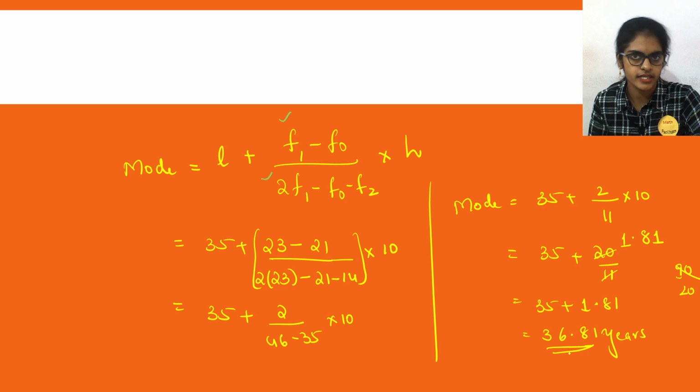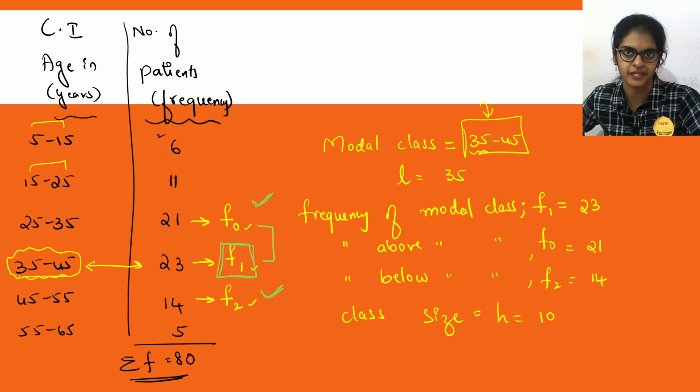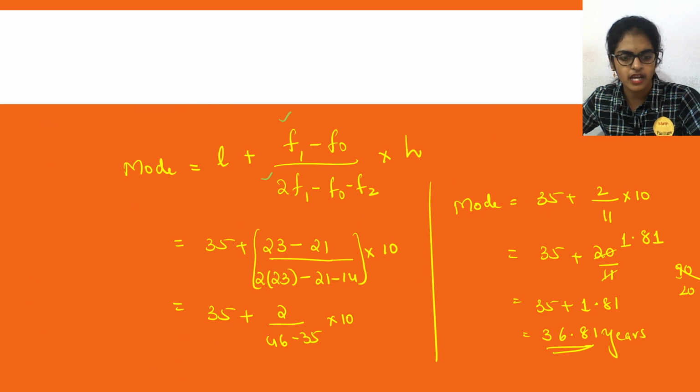So the mode you got is 36.8, which is in between 35 to 45. So your answer is correct. Is this clear to you? So this is how we find mode.